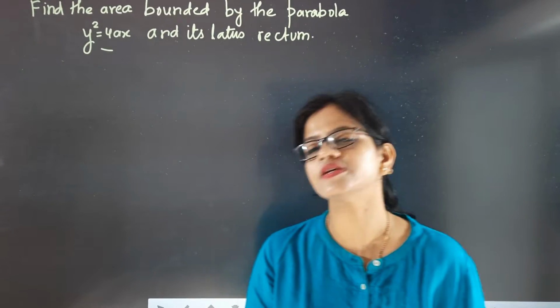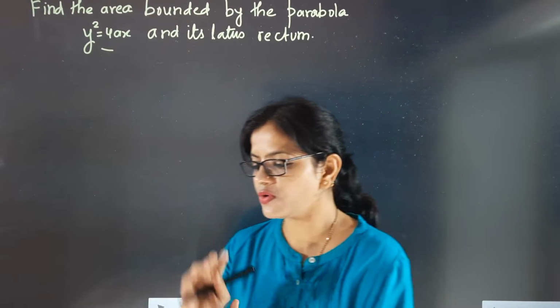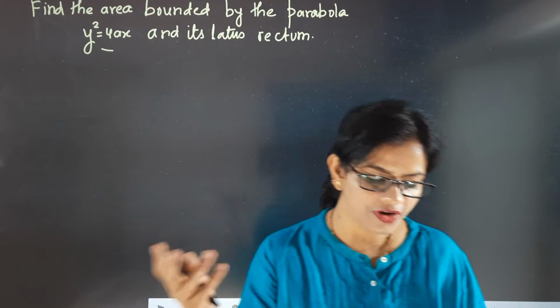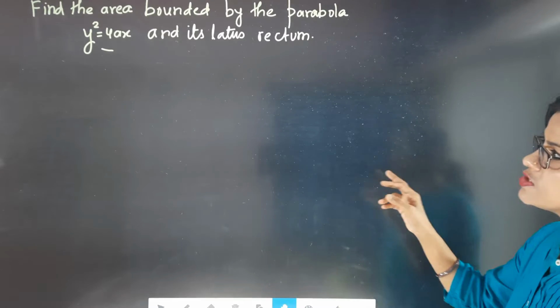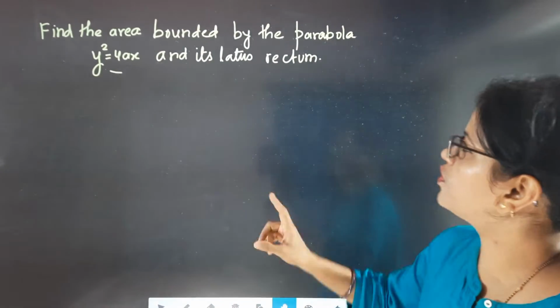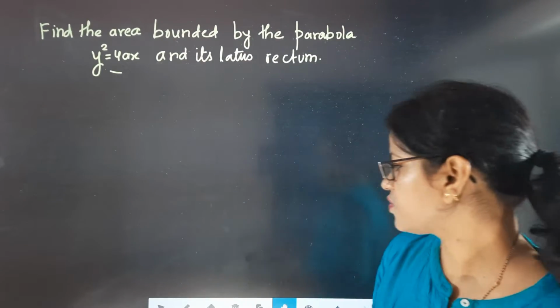As I have already discussed in the previous sections how to bound a region, now we are going to solve questions related to it. Very simple to very complex questions in different videos I am going to make and send. The first question here is: find the area bounded by the parabola y square equal to 4ax and its latus rectum. Now this is the first question we are going to handle.